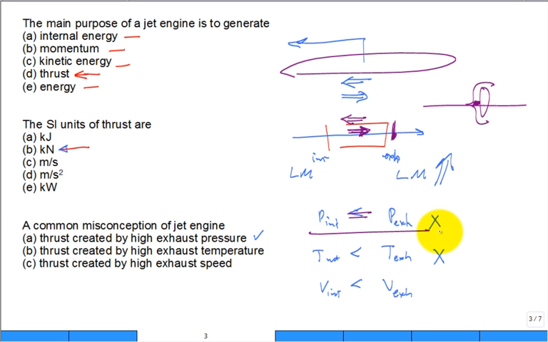But it's a common misconception. People say, oh, no, it's the high pressure at the exhaust. That's what makes it go forward. That's what gives it the thrust. No, it's the high exit velocity.